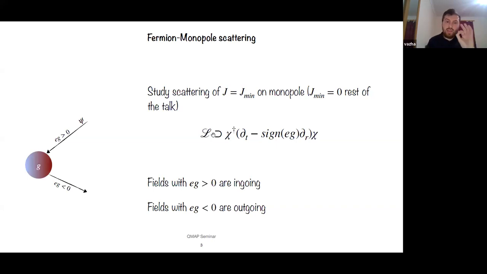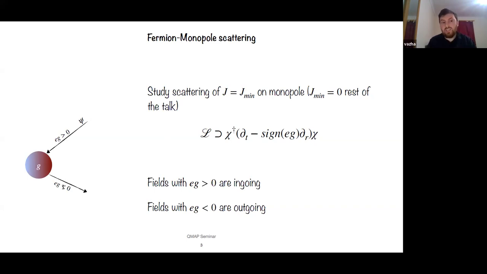If I do that, I can write down the Lagrangian, and it will have the following form. I have the usual time derivative. That is just the Lagrangian for radial modes. I have the usual time derivative, and in front of the space derivative, I have a sign that is determined by the sign of E times G. That means if E times G is bigger than 0, then the corresponding field has just ingoing waves.